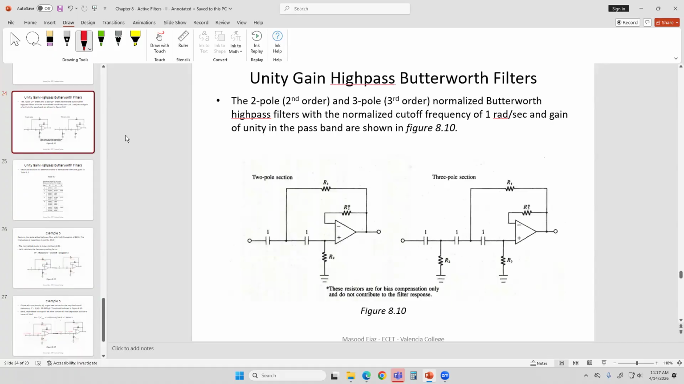High pass Butterworth filter, the 2-pole, second order, third. Let's see what we are doing here. Oh, okay, Butterworth high pass. It's not an example. I thought it's an example.